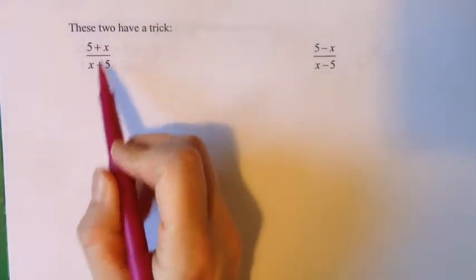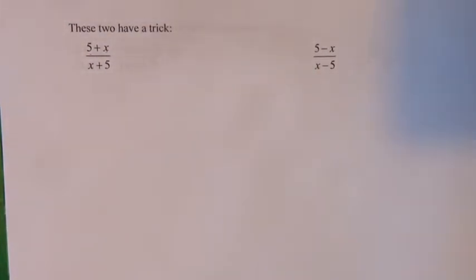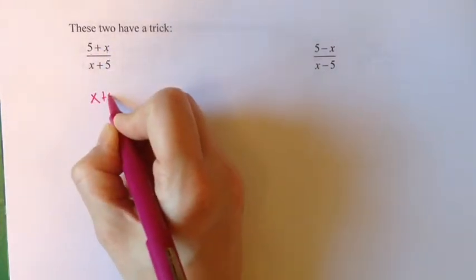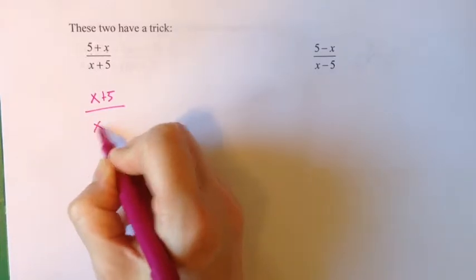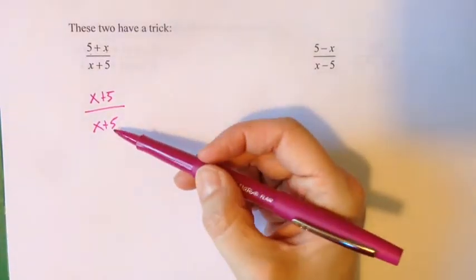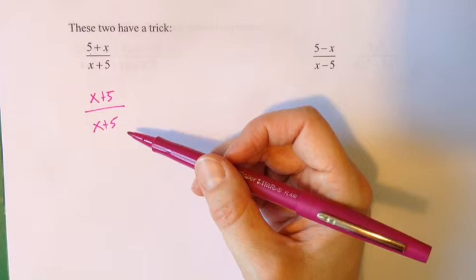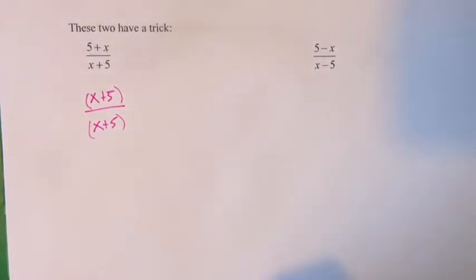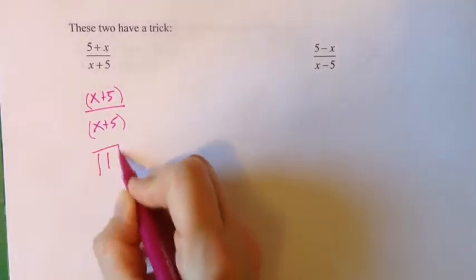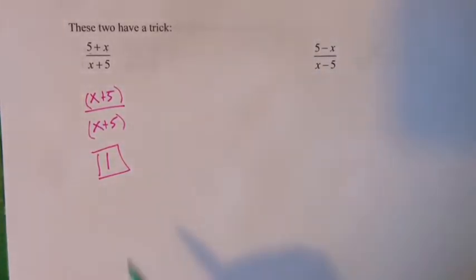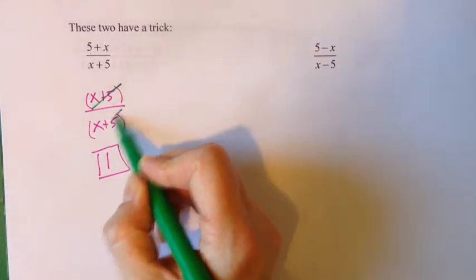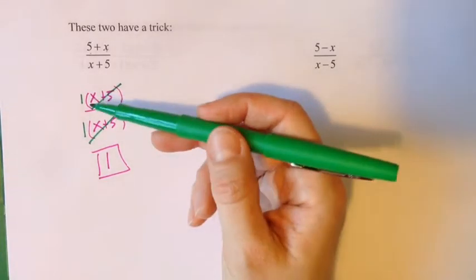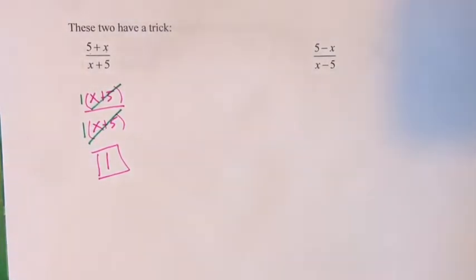Here I have 5 plus x over x plus 5. It doesn't look immediately like these have anything in common, but if I rewrite the top as x plus 5 instead of 5 plus x, over x plus 5. Now I can see that the top and the bottom are actually exactly the same. Now when you take something and you divide it by itself, you always get 1 out as an answer. So there's my answer, 1. You can also think of canceling the x plus 5 and the x plus 5, leaving behind a placeholder 1 on top and bottom, which would leave us with the fraction 1 over 1, which is really just 1.